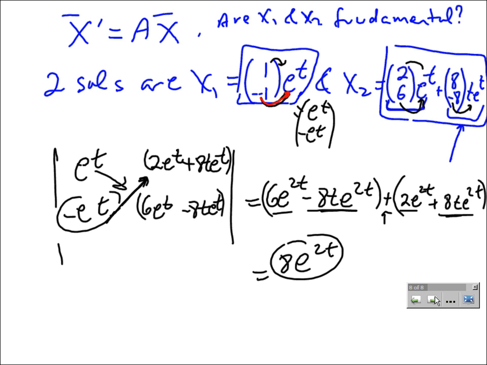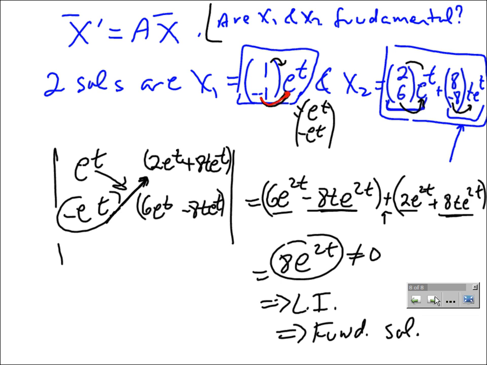Well, the bottom line is you didn't get 0, which implies linearly independent, which implies fundamental solution. Do x1 and x2 form a fundamental solution? The answer is yes. If you don't get 0, the answer is yes. You can find a non-trivial linear combination. A linear combination of x1 and x2 will be some number of x1 plus some number of x2 equals 0.